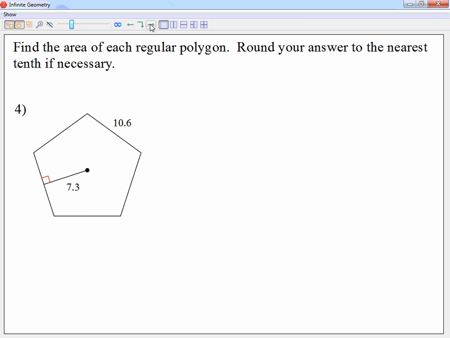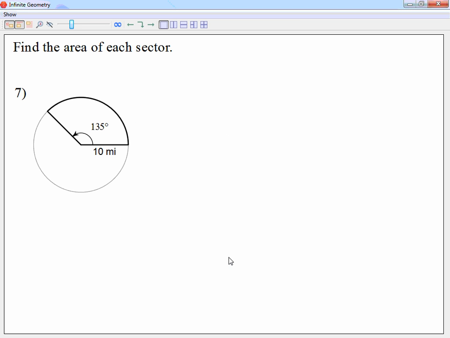All right, so let's take a look at number 7. Find the area of each sector. I know the area of a circle. I need the radius. The radius is 10. So if I was looking for the area of the circle, the area of the circle will be 100 pi, because I went 10 squared, right? Radius squared. So the area of the whole circle will be 100 pi.